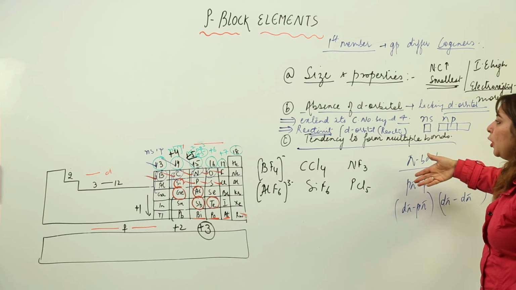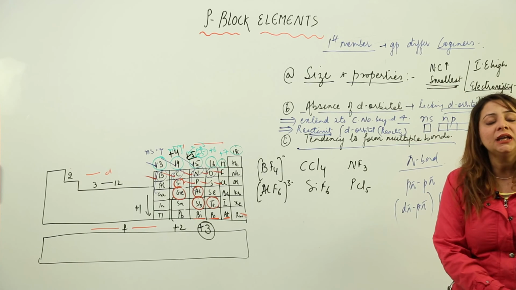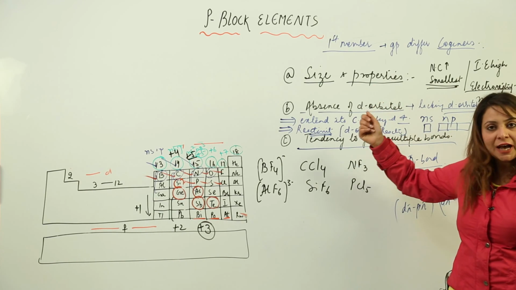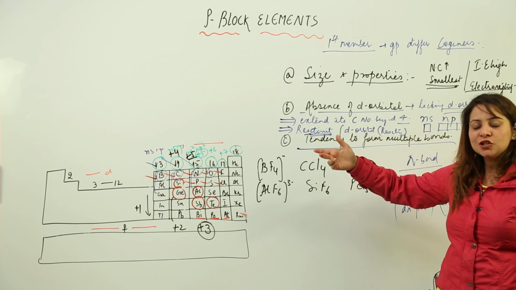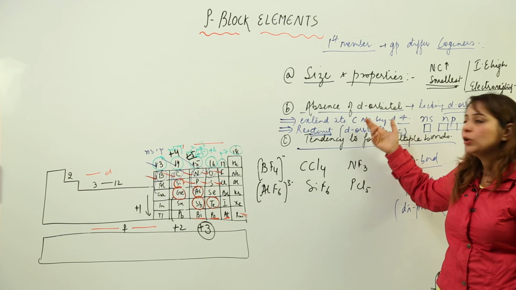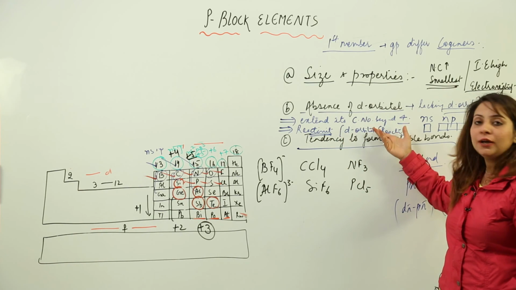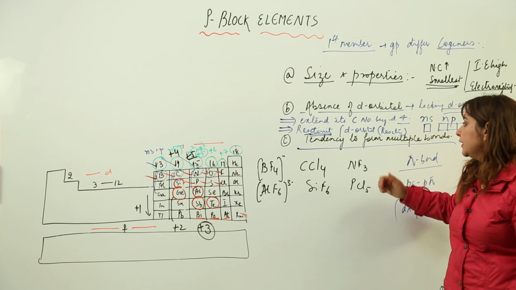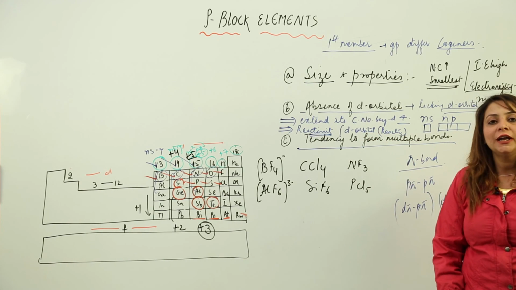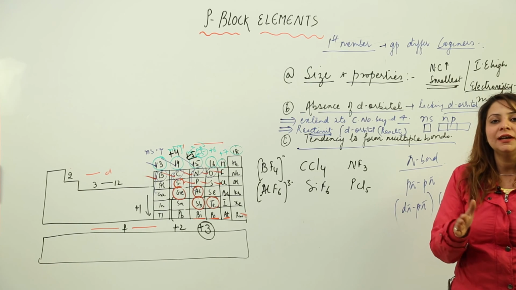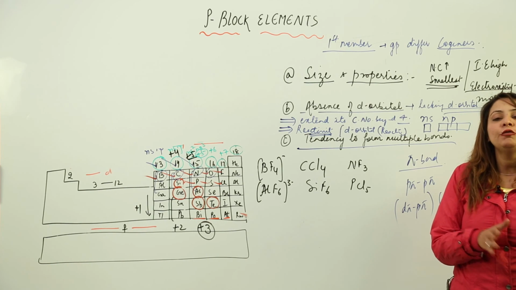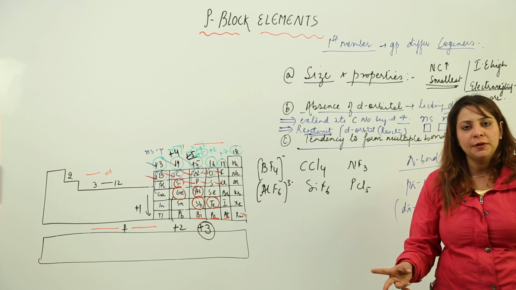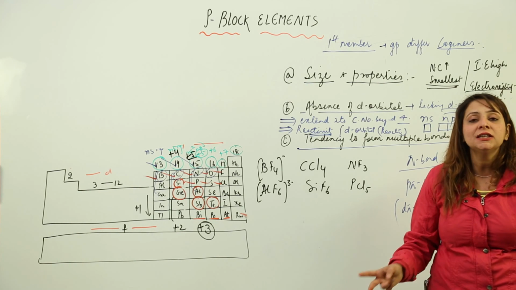So these are the three main properties which make the first member different from its congeners. That is the difference in size: it is smallest, with high ionization energy and high electronegativity. No d orbital, due to which it cannot extend its coordination number beyond 4, and it is comparatively less reactive. And the tendency to form multiple bonding is less, because it can only participate in p pi-p pi bonding, not d pi-p pi or d pi-d pi, because it is lacking d orbital.